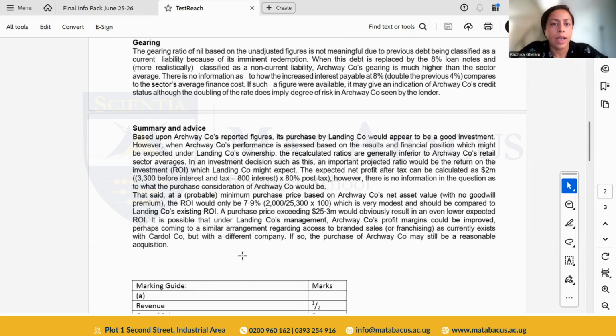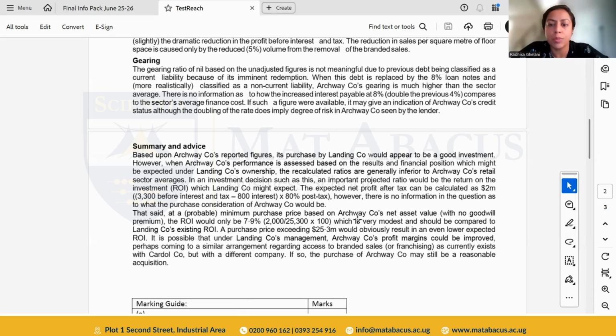But having said that, a minimum purchase price for Archway can be computed based on the net assets that we're going to acquire. When you buy a company, how do you determine the price? You obviously look at what you're going to get in return. You're going to get all the assets minus the liabilities, which is the net assets. And if it's a good company, you may be willing to pay more for the goodwill. But the minimum you'll have to pay will obviously be the value of the net assets that you're going to acquire. So they've done that computation for you.